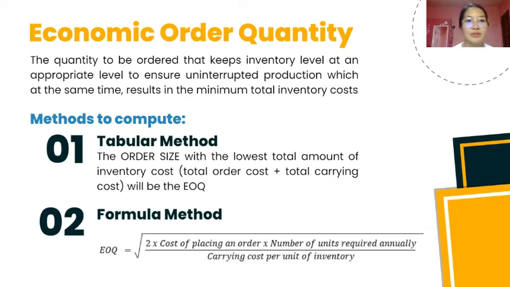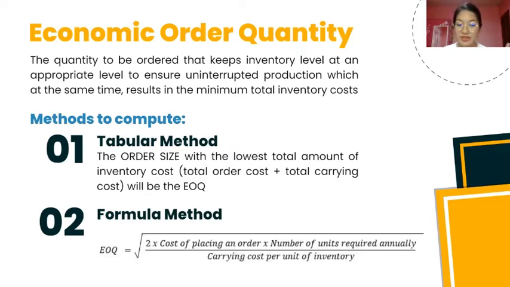Okay, next. How many units? The economic order quantity is the quantity to be ordered that keeps inventory levels at an appropriate level to ensure uninterrupted production, which at the same time results in the minimum total inventory cost. There are two ways to compute for EOQ. First, the tabular method: the order size with the lowest total amount of inventory cost.